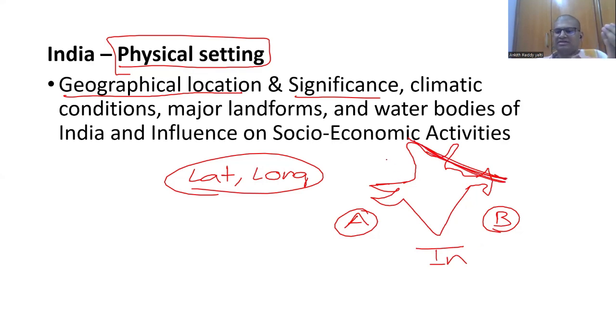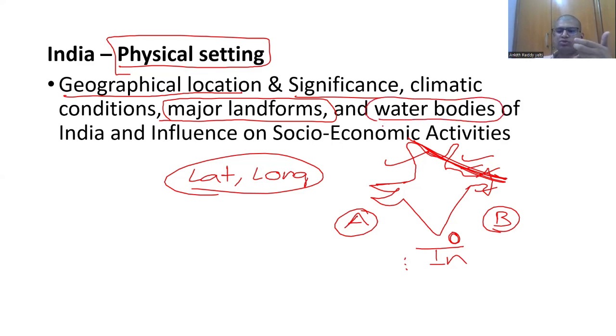You have neighboring countries like Pakistan, China, Nepal, Bhutan, Bangladesh, and the maritime bordering countries like Sri Lanka and Maldives. So you should know about India's location and its neighbors. You should also know about the major landforms of India, like the Himalayas, plains, plateaus, and coastal plains, and also their significance. Along with that, you should also focus on the water bodies.